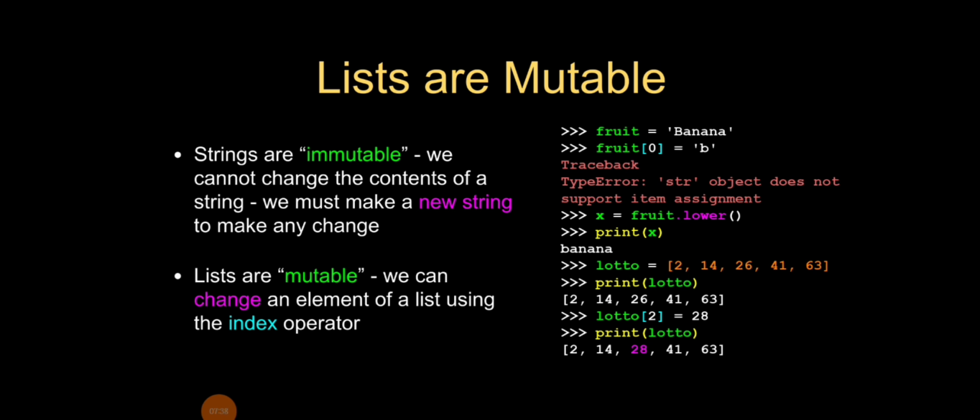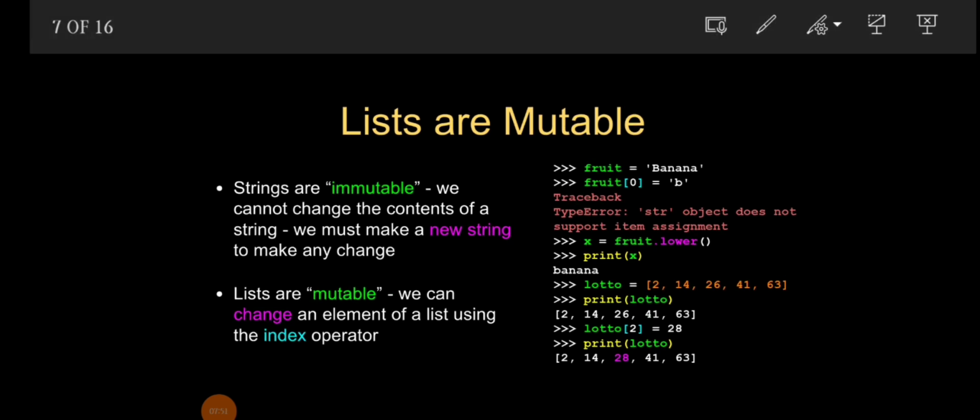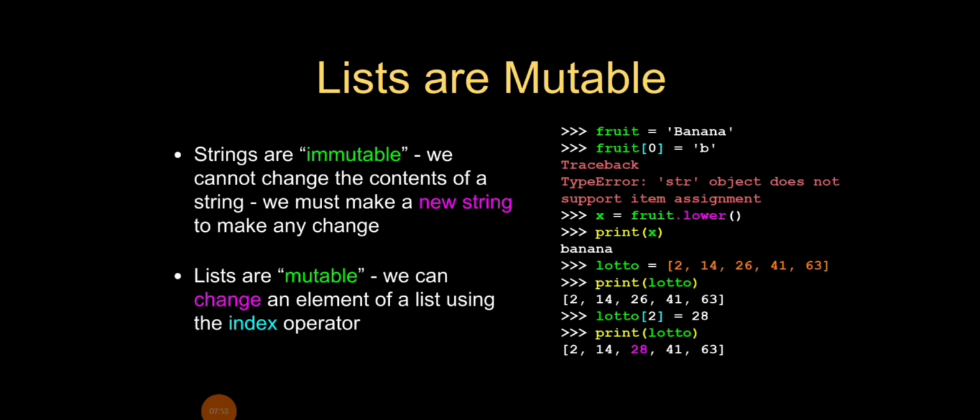Next we are creating a variable called loto and the list of elements 2, 14, 26, 41 and 63. So now we are printing loto and the list elements will be printed. And next loto of 2 is equal to 28, print loto. Now the value at index 2 is going to be 28. So it will print 2, 14, the index value of 2 is now 28, and then 41 and 63.